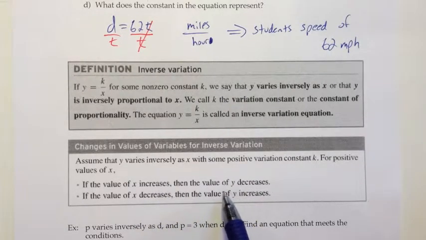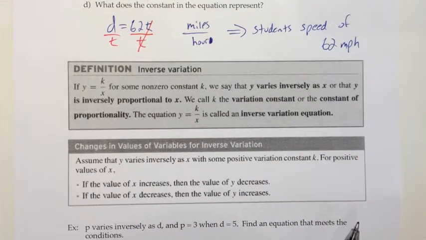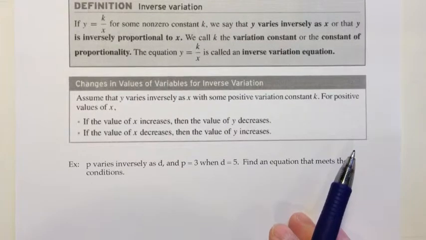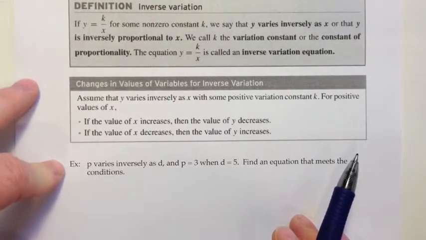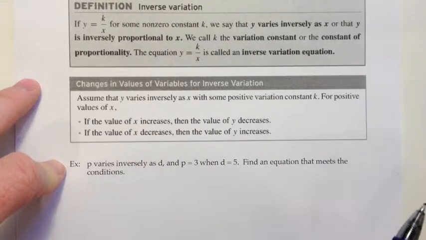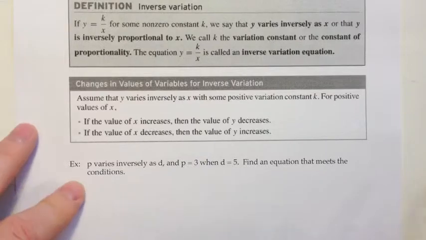If x goes up, y goes down. If x goes down, y goes up. So let's go ahead and look at an example of setting it up, and it's actually pretty similar to what we were doing with direct variation. So in our example, p varies inversely as d, and p equals 3 when d equals 5. Find an equation that meets these conditions.